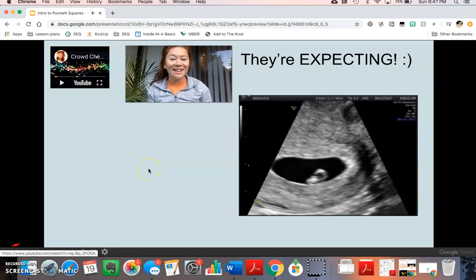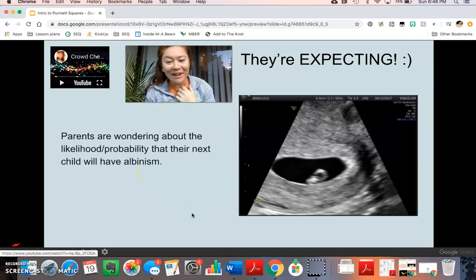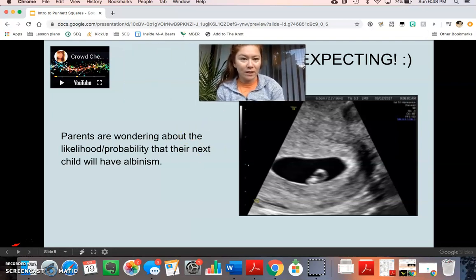They're expecting! How exciting! The parents are expecting a fourth child, and they're wondering about the likelihood, or the probability, that their next child will have albinism. So, how are we going to figure this out?